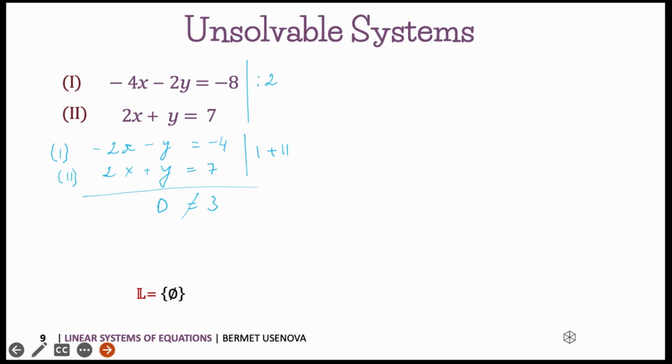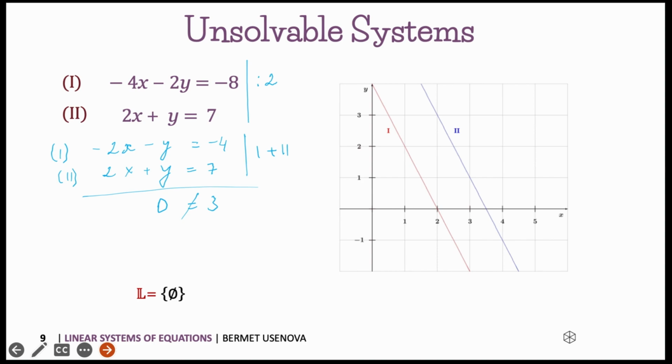But how does it look graphically? If the solution set is empty, it means that these two lines are parallel. And you know from high school geometry that two parallel lines can never intersect. Thus, the solution set is empty. So this is our first equation and this is our second. They are just parallel and they will never intersect with each other.